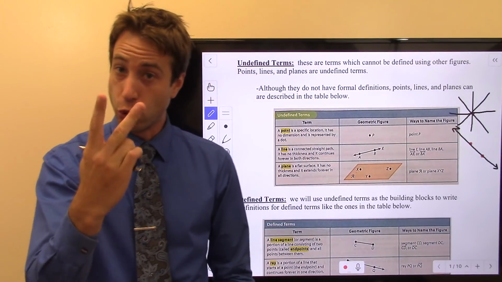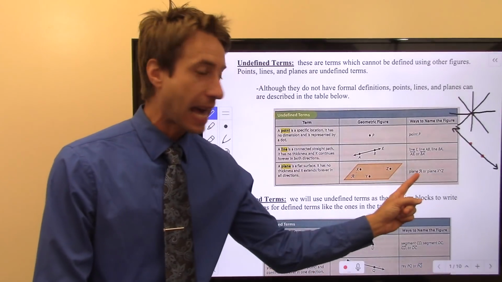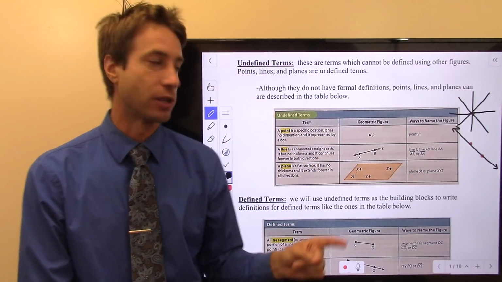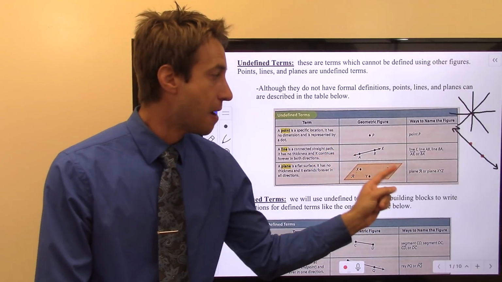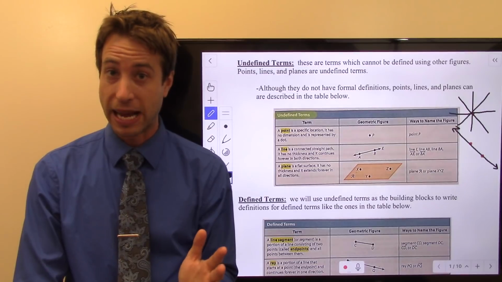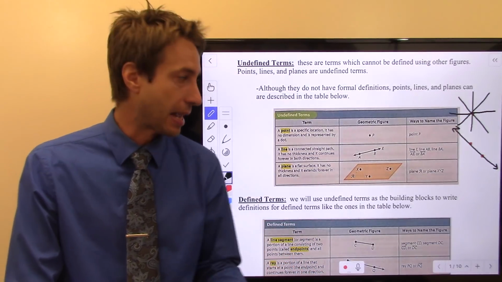Now, there are 2 ways to write a plane. You could either use a capital letter, right, now we use capital letters for points. Here's the difference. A point is non-italicized. The plane will be an italicized capital letter. The letter will be italicized. That will represent a plane. That means that is a plane.